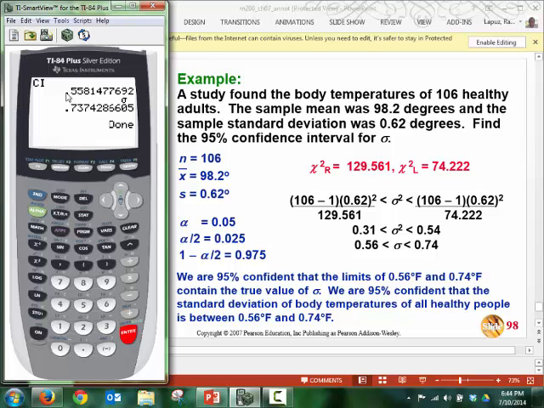Our sigma is between 0.558, that's basically what they have here, 0.56, and then 0.737, which is basically what they have here, 0.74. All right, so you do need to figure out the critical values.